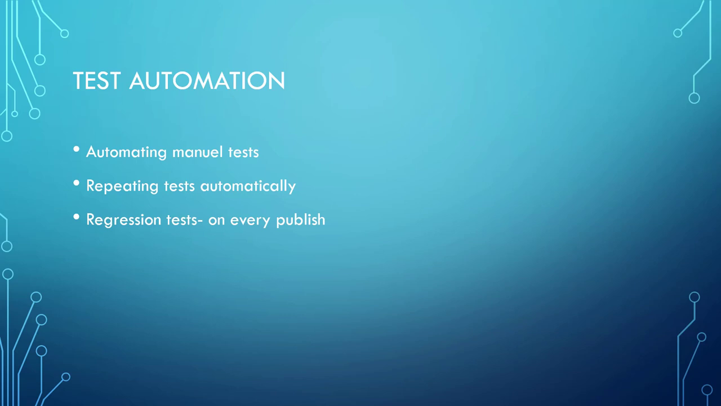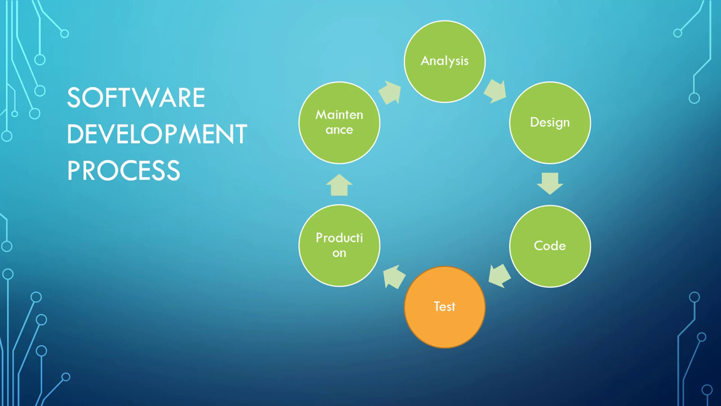In every publish, a developer may skip updating some parts, which may cause a bug in normal working parts of our application. That's why we run regression tests after each feature publish, in order to check that other parts still work well. Software process has 6 steps and test step is an important one.